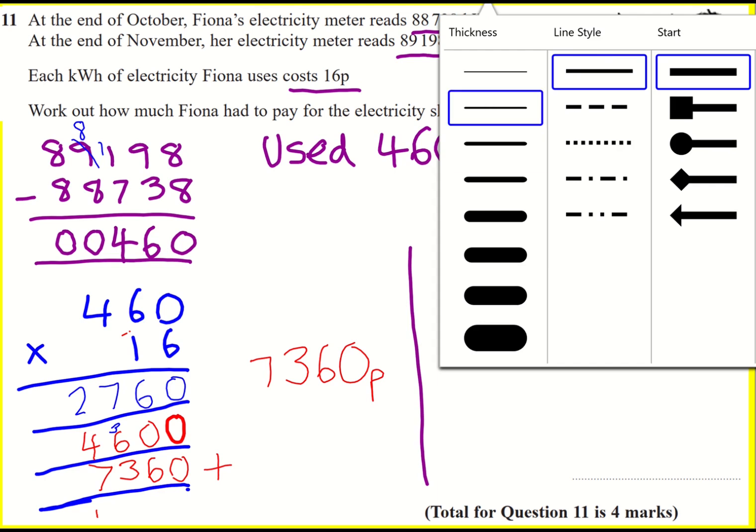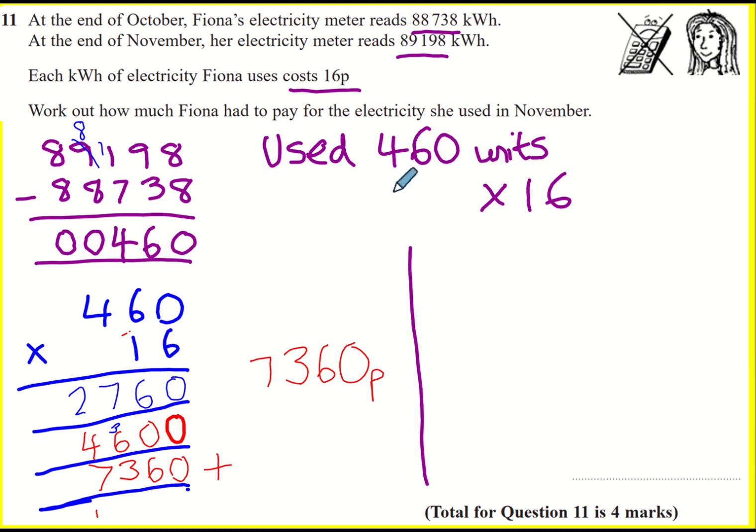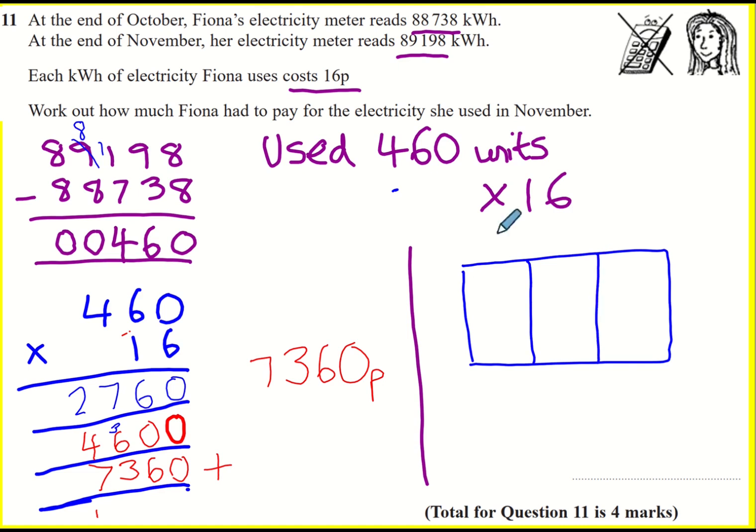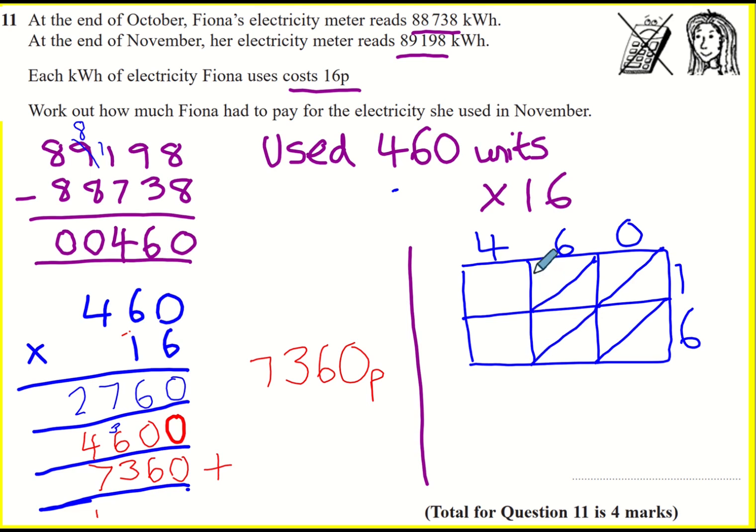Okay, so I use a slightly different method for multiplication. You may or may not know this method. And I draw a little grid like this. So I'm going to say 460 along the top and 16 down the side. And then each box has a little diagonal line like this. Every single individual box has a diagonal line. I'm just going to use a different colour to fill that in just so it stands out.